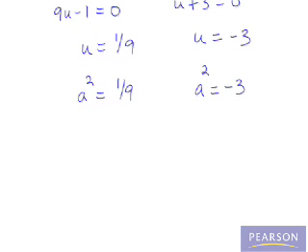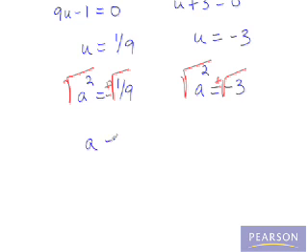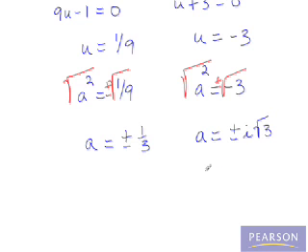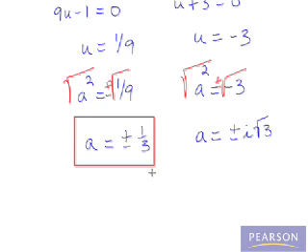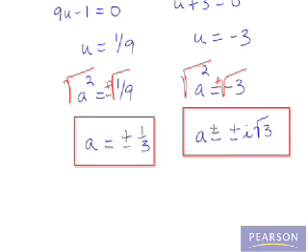So now we'll have to take the square root of both sides, not forgetting the plus or minus. Square root of both sides, plus or minus, and we get a equals plus or minus the square root of 1/9, which is plus or minus 1/3, or a is equal to plus or minus the square root of -3. That ends up being plus or minus i root 3. So there are our solutions. a is either equal to plus or minus 1/3, or a is equal to plus or minus i root 3.